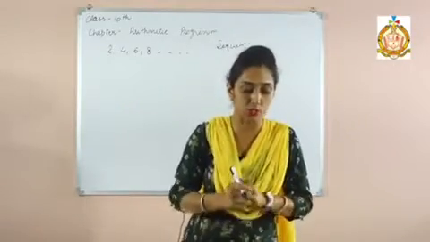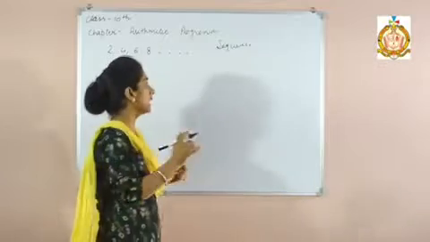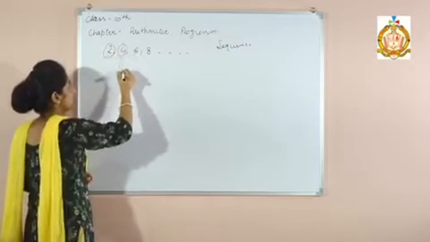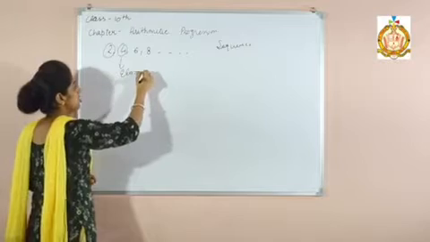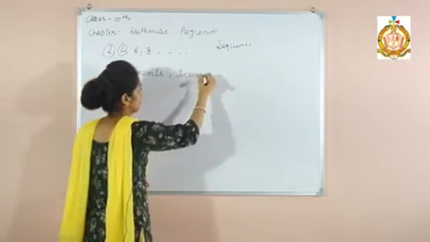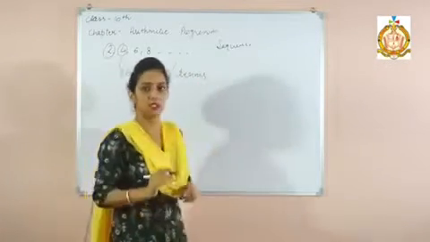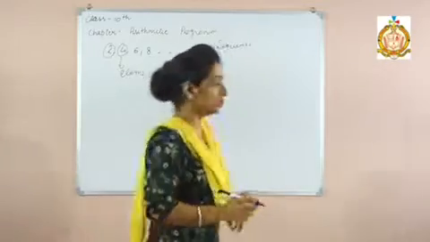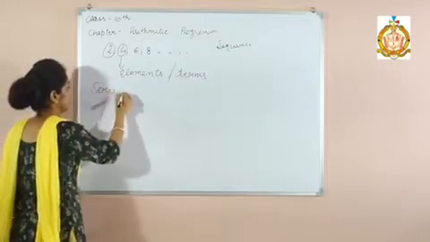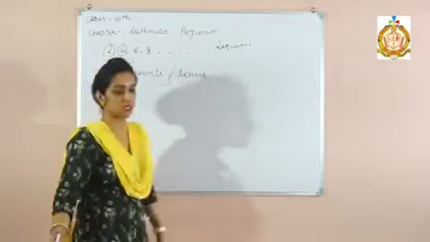The numbers used in the sequence are called the elements. So, what are these? These are called the elements, or you can say they are terms. And now, series. Now what is a series?